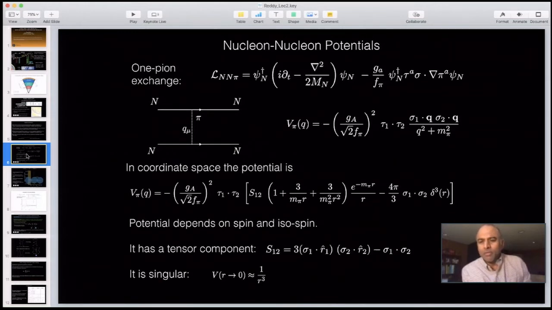So this means that even though the pion exchange is the most important long-distance force, whenever we want to solve a quantum mechanics problem, we really need to also understand what's going on at shorter distances. And if the potential is singular, it means that the short distance physics is actually essential even at low energies. Okay, are there any questions about this?